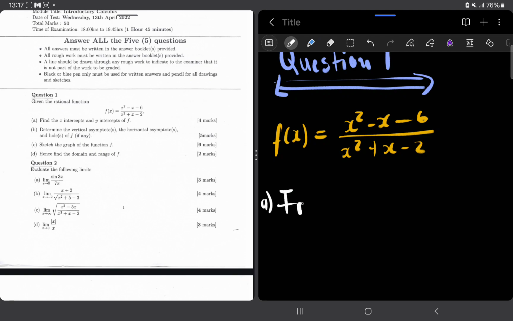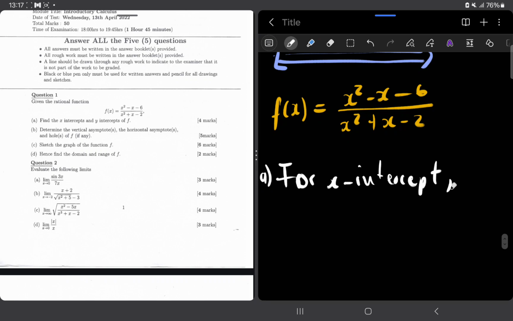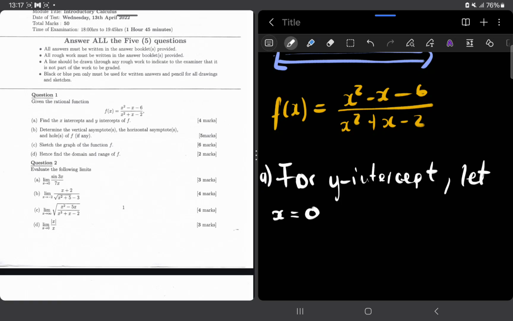So you can start with the x-intercept, or you can start with the y-intercept. Anything is easy. Let's start with the y-intercept, since it's quicker to find. For the y-intercept, you let x be equal to 0. We already know this, right? Y-intercept, let x be 0. X-intercept, let y be 0.